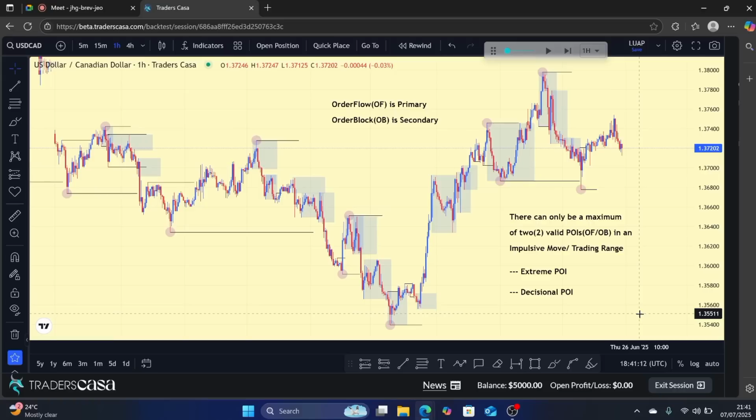And I said that the order flows need to be marked on the impulsive move. I'm not expecting anyone to mark the order flow on the corrective move. They should be marked on the impulsive move. We also said that there can be a bullish order flow and a bearish order flow. Bullish order flows are only marked when we are in an uptrend, and bearish order flows are marked when we are downtrending.